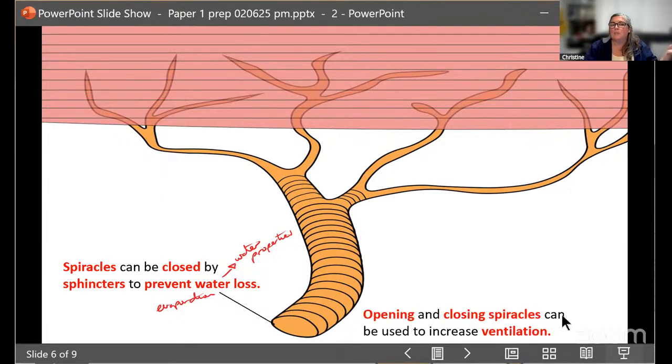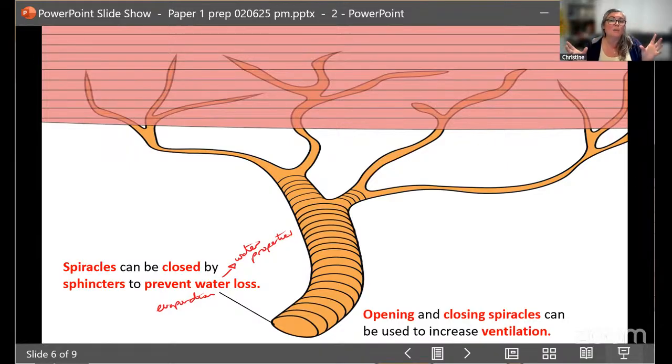Opening and closing the spiracles can also be used to increase the ventilation. I've opened the door right now because there was too much carbon dioxide building up inside this room. I've just finished my group tuition sessions. I was doing lots of talking, asking questions, and moving around a lot, so my metabolic rate was higher. Because my metabolic rate was higher, my respiration was occurring at a faster rate. There was more carbon dioxide being produced, and therefore the carbon dioxide levels inside this room got really high. Now that affects my brain and my ability to think.